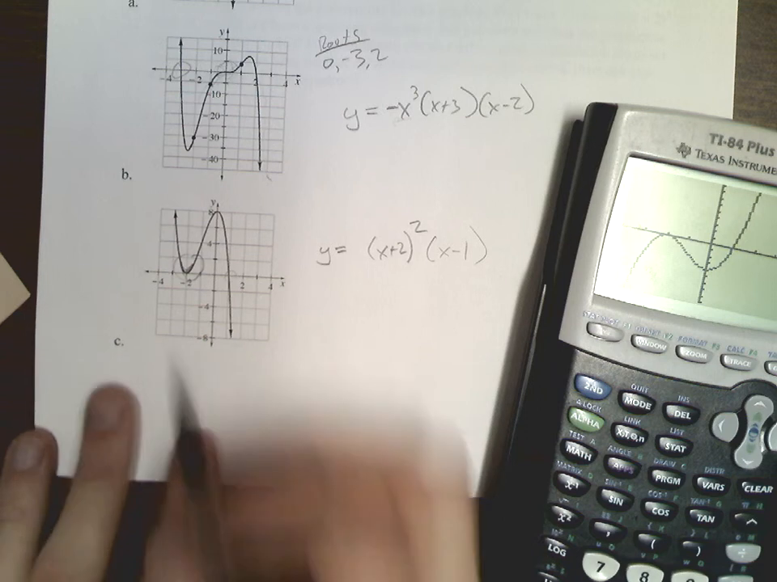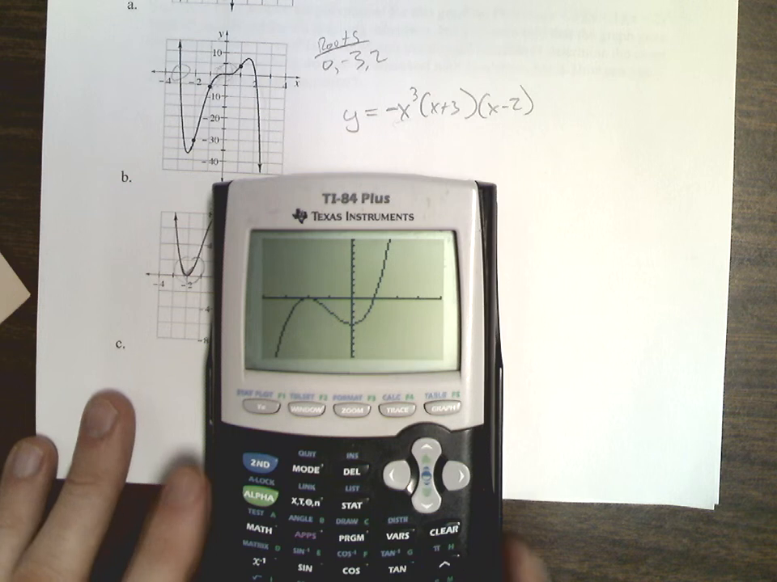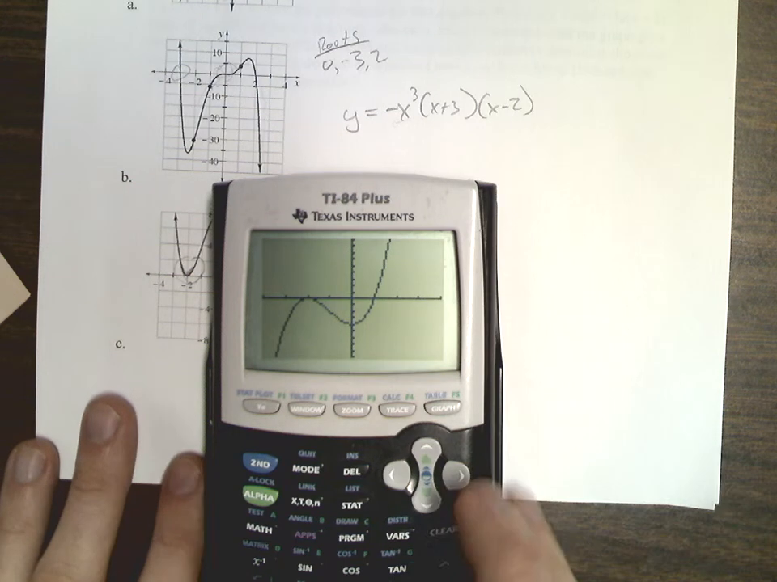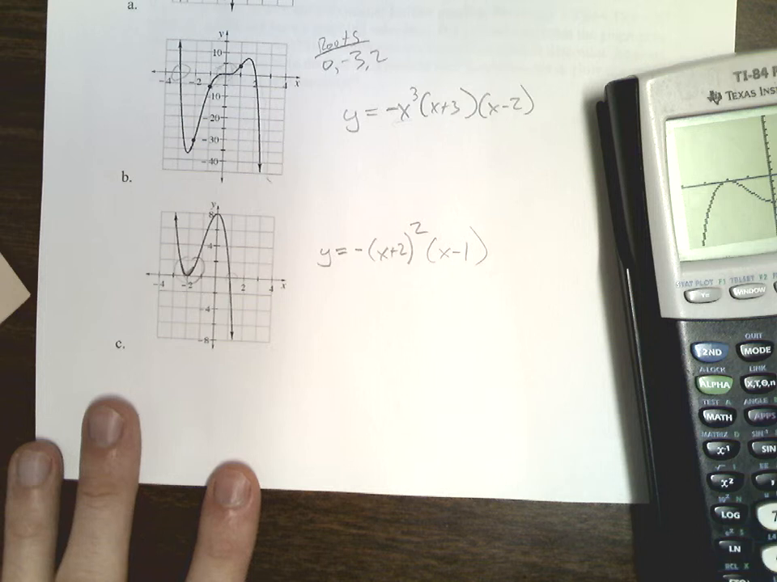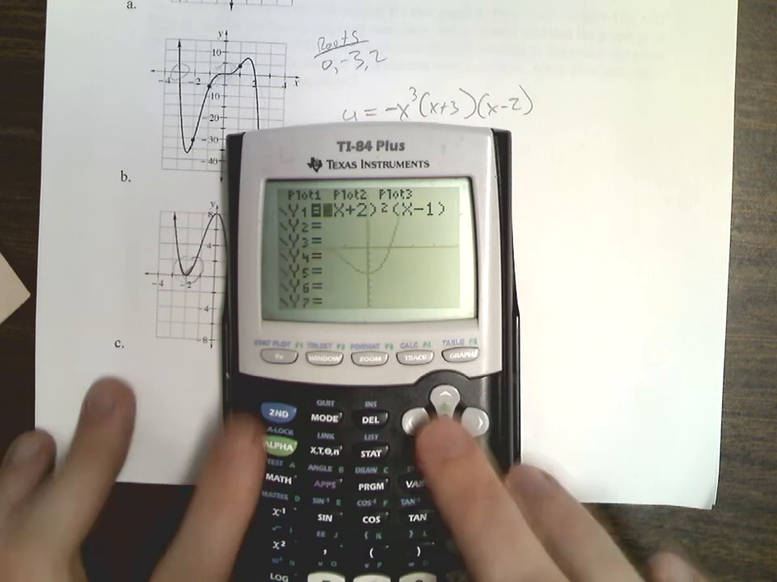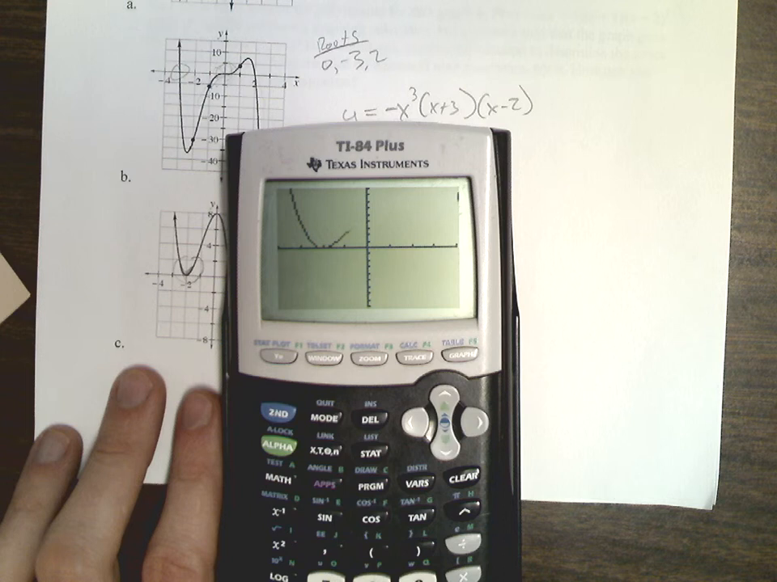Oh, I forgot one piece. As we go off to the right, it's going down. I can see even as I look at my calculator, hey, what I typed in is upside down compared to what I see on the screen or on the page. So I should make it negative. Second insert, negative. There we go.